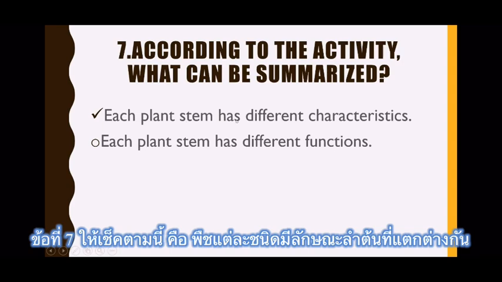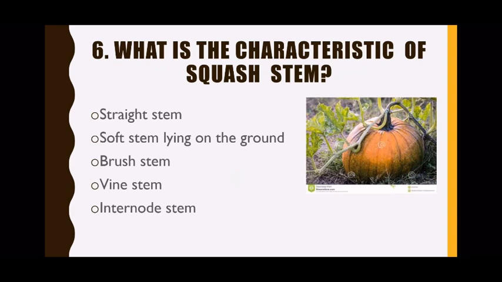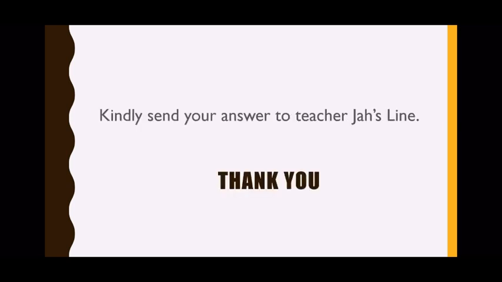Each plant stem has different characteristics. As you can see, the plants have different characteristics. They have small stem, big stem, soft stem, brush stem, vine stem, straight stem. After you answer, please send your answer to Teacher Jasline.